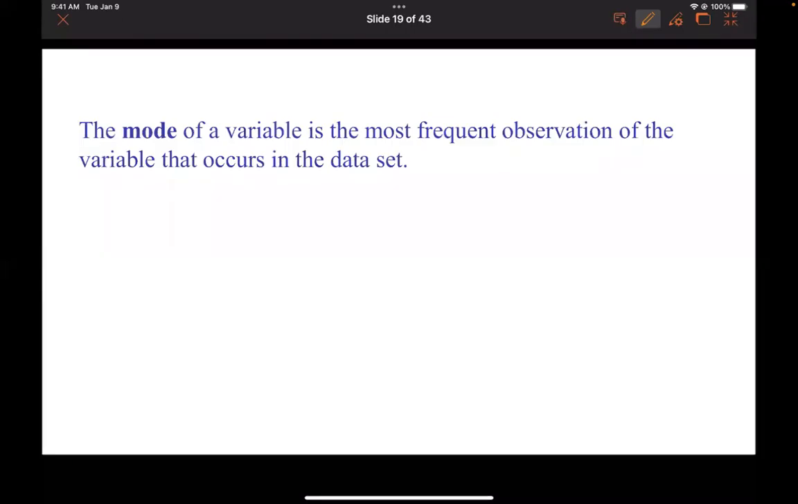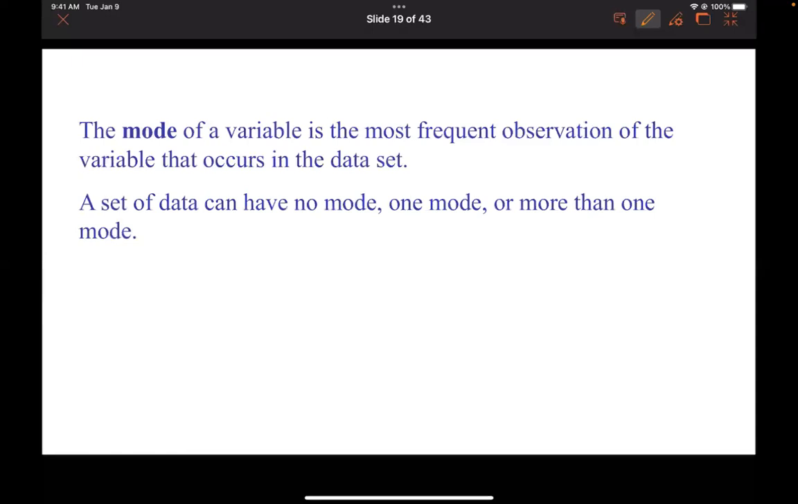The mode. The mode is the least useful measure of center. This just tells you which value occurs the most. What is the most frequent observation? That is all the mode is. And the only time we use the mode is if we want to know which thing occurs the most. That's pretty much it. We don't use it a lot, but it does exist. So there you go.